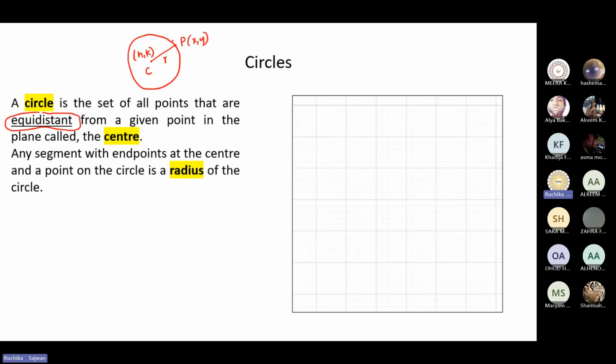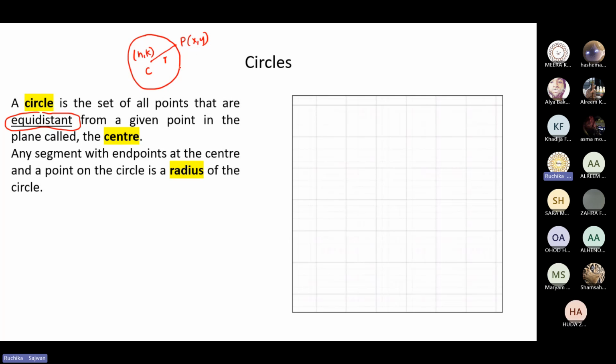If we move this point, the shape or the set of points that we get, the path that we get, is called the circle. Now, any segment with endpoints at the center and a point on the circle is the radius. What does that mean? So if you have the center and you have another point and you join them, what you get is the radius. Now, I want you to watch the video carefully.